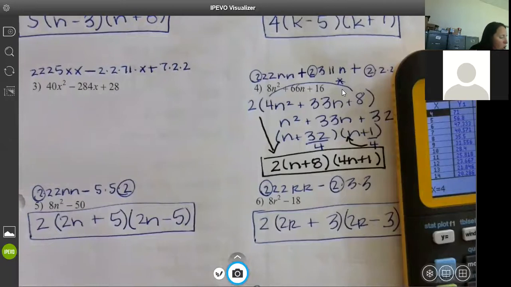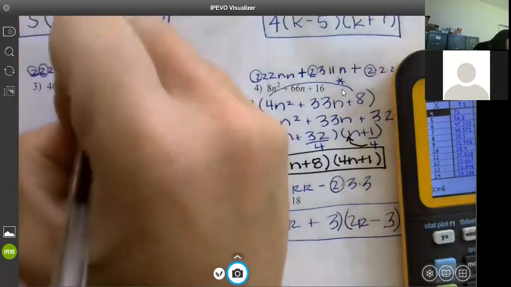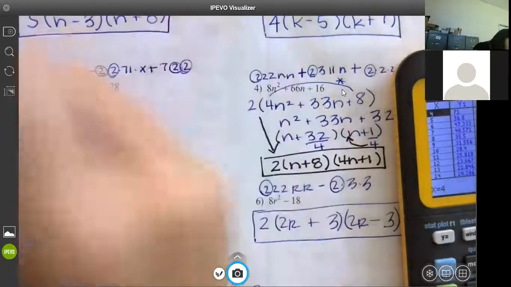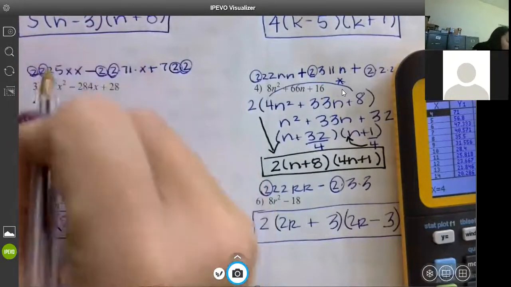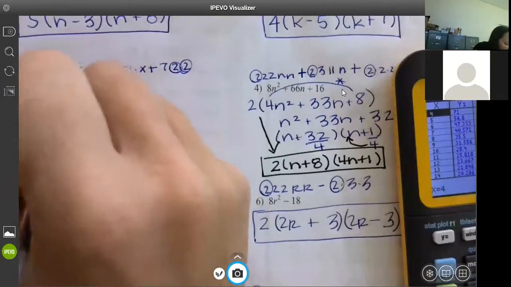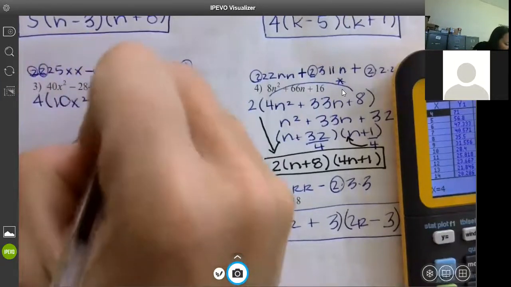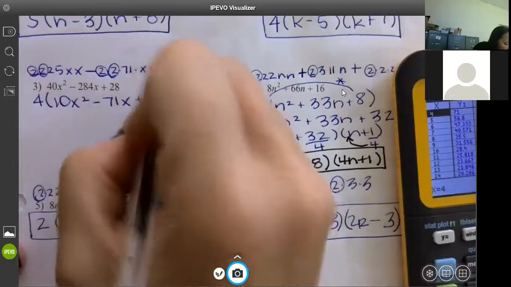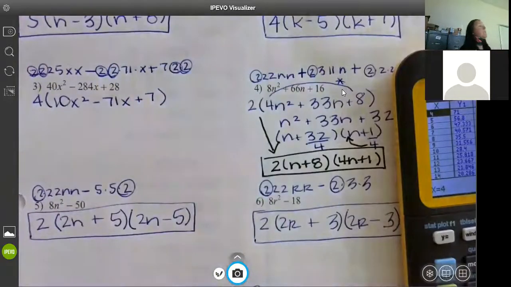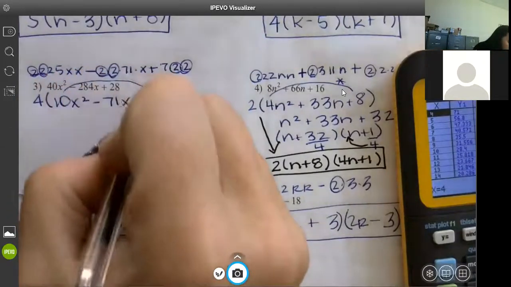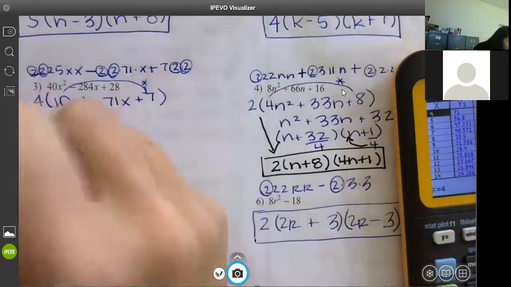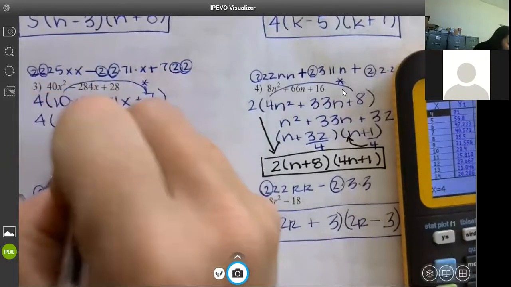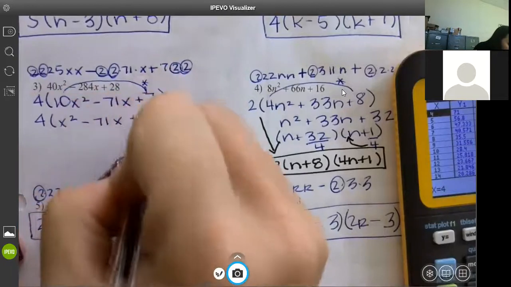What do they all have in common? 2 2s, which is 4. Leaves me with 2 times 5 is 10 and 2 x's, minus 71 and an x, plus 7. I need to see if I can factor more, so I have a number in front. I'm going to do slide and divide. So slide the 10 over. I get x squared minus 71x plus 70.